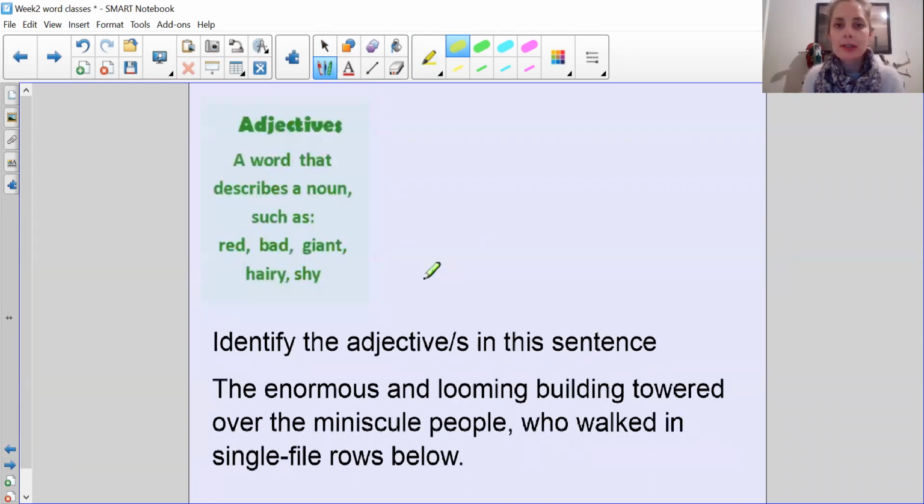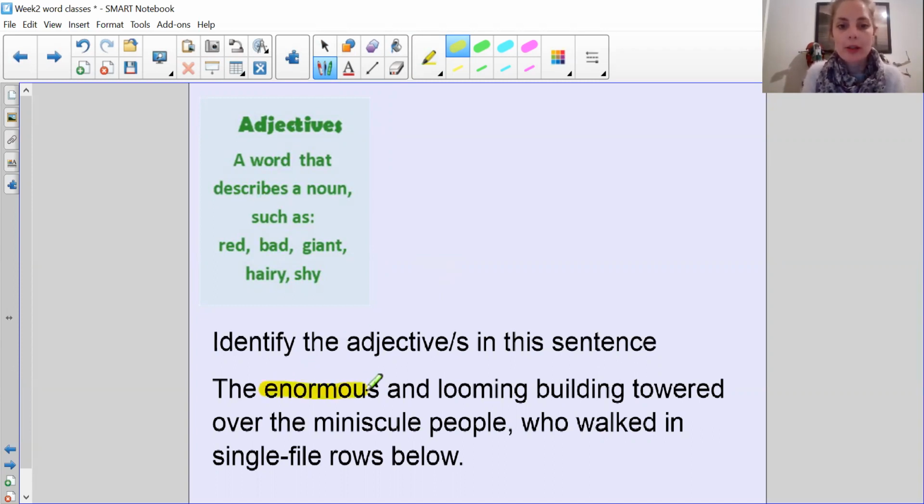We talk about adjectives. Adjectives are describing words, and they are used to describe a noun. Okay, so if you can read the sentence there and see if you can identify the adjectives in that sentence, and make sure that they are describing the noun, and you now know what a noun is. So hopefully this will be a nice and easy task for you. So pause the video and have a go.